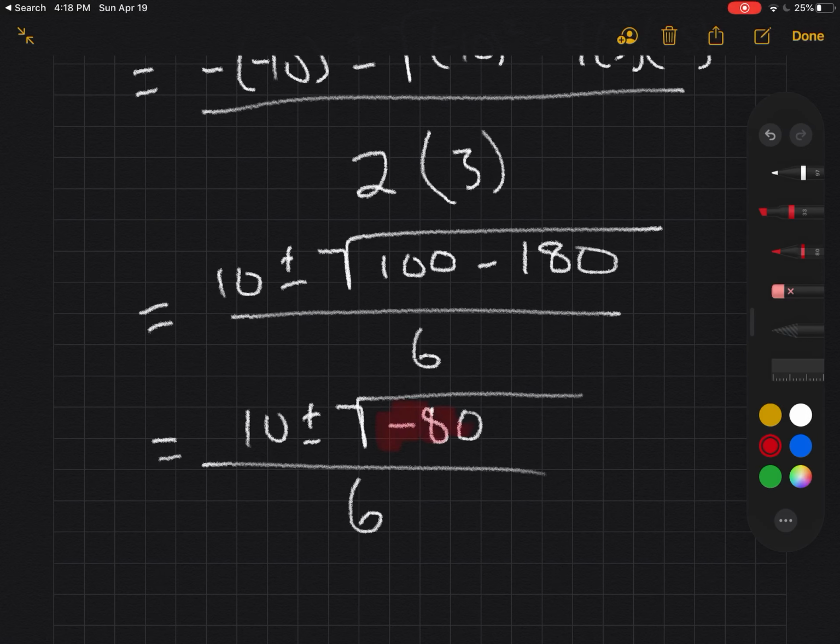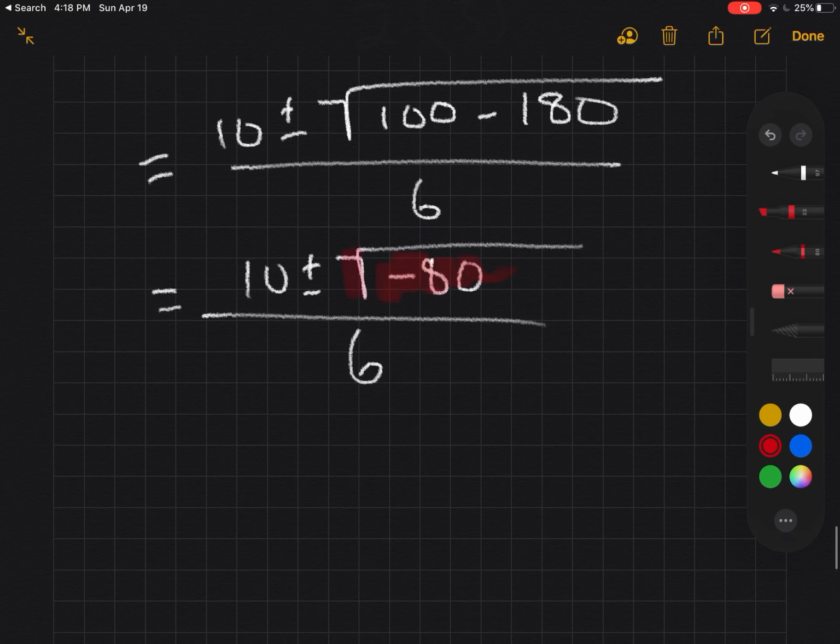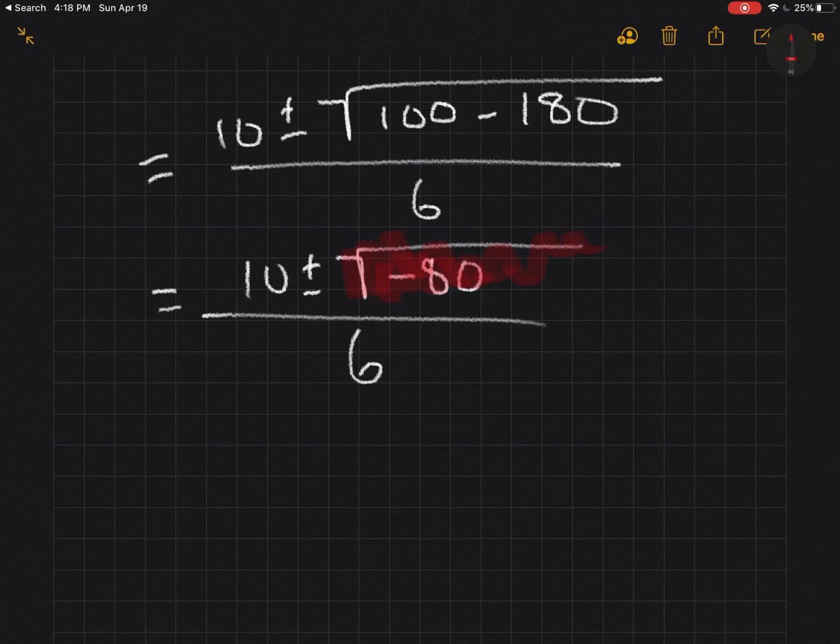So I have 100 minus 180, divided by 6. So this gives me 10 plus or minus the square root of negative 80 all over 6. And we're going to simplify this square root here. So I'm going to do this off to the side in red. First thing I want to do is say negative 80, and I'm going to factor that. I get negative 1 and 80.